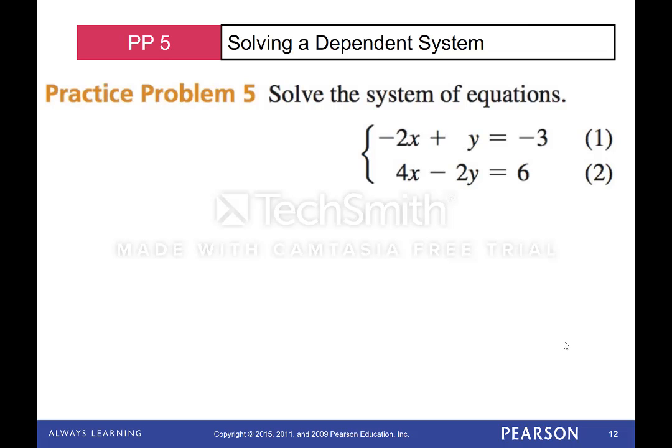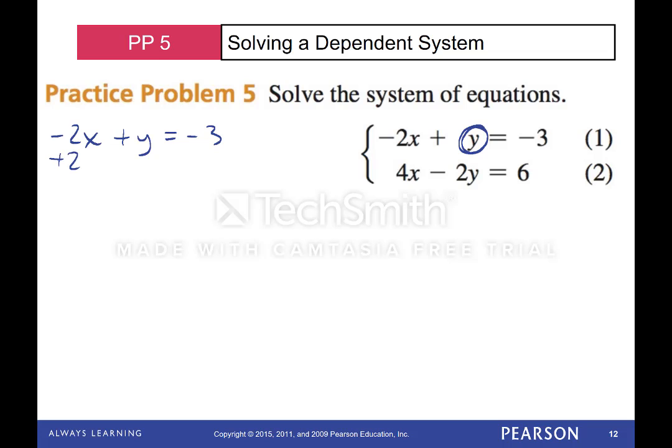All right, practice problem number 5. Solving a dependent system. Again, that's going to be a little different as well. Just like the previous problem though, notice there's a 4 here, a 2, and a 6. If I were to solve any one of these here, most likely it will turn out to be fractions. As I look at the equation, I'm thinking let's solve for y first. This is the only one that's going to allow me to not have a fraction here. So off to the side there, negative 2x plus y equals negative 3.